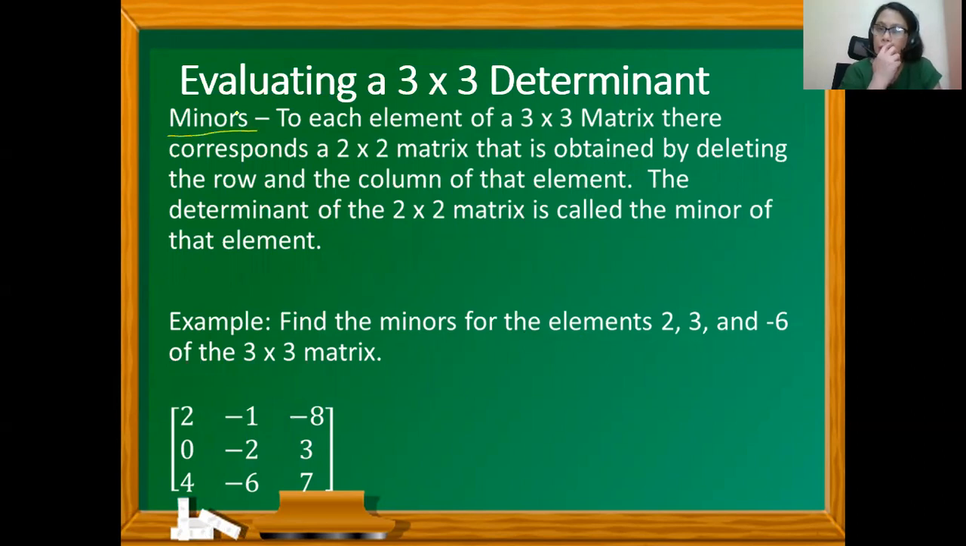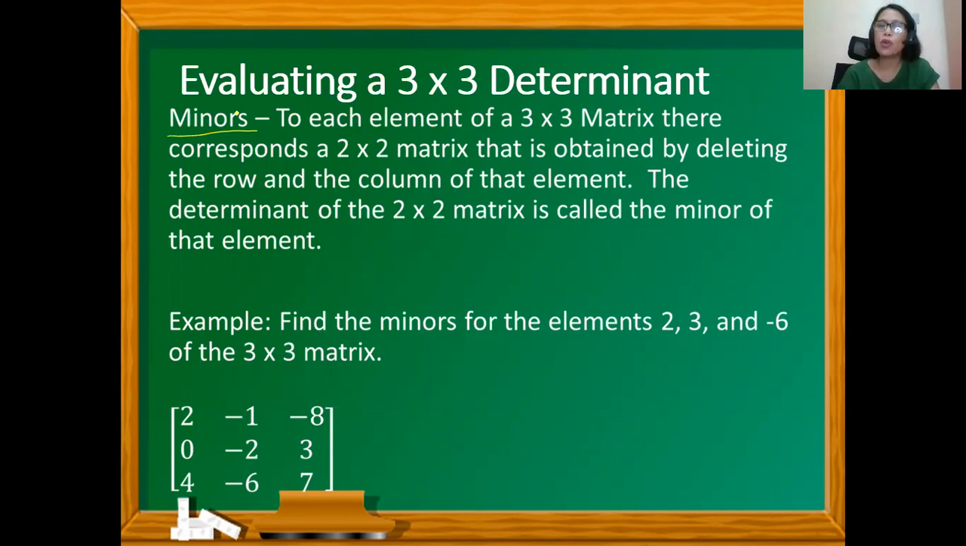Now, to each element of a 3 by 3 matrix, there corresponds a 2 by 2 matrix which is obtained as we delete one row and one column of that element. And the determinant of the 2 by 2 matrix is what we call the minor of that element. So you learned how to calculate the determinant of a 2 by 2 matrix in our previous discussion.